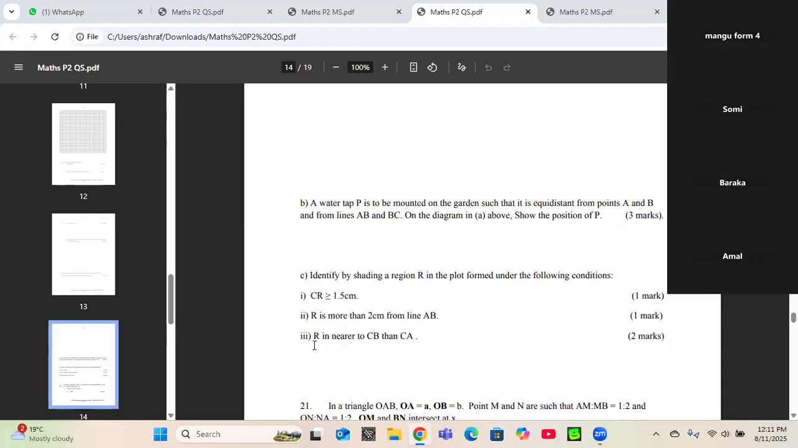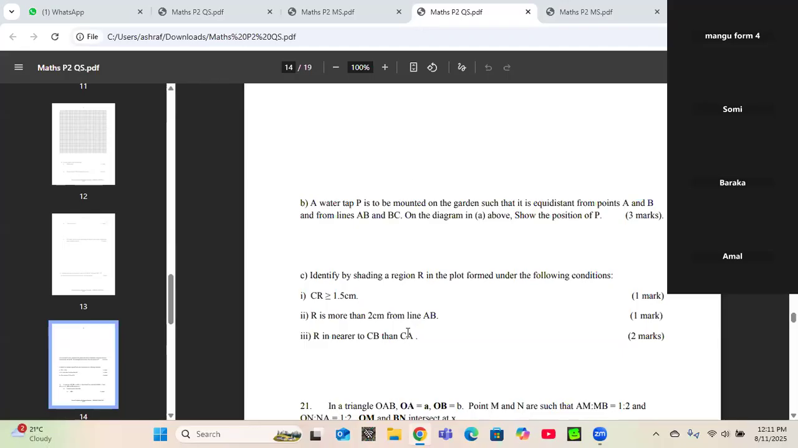Then the third locus, R is nearer to CB than CA. So which locus is this one? R is nearer to CB than CA. Which locus is this one? Anyone? Which locus?